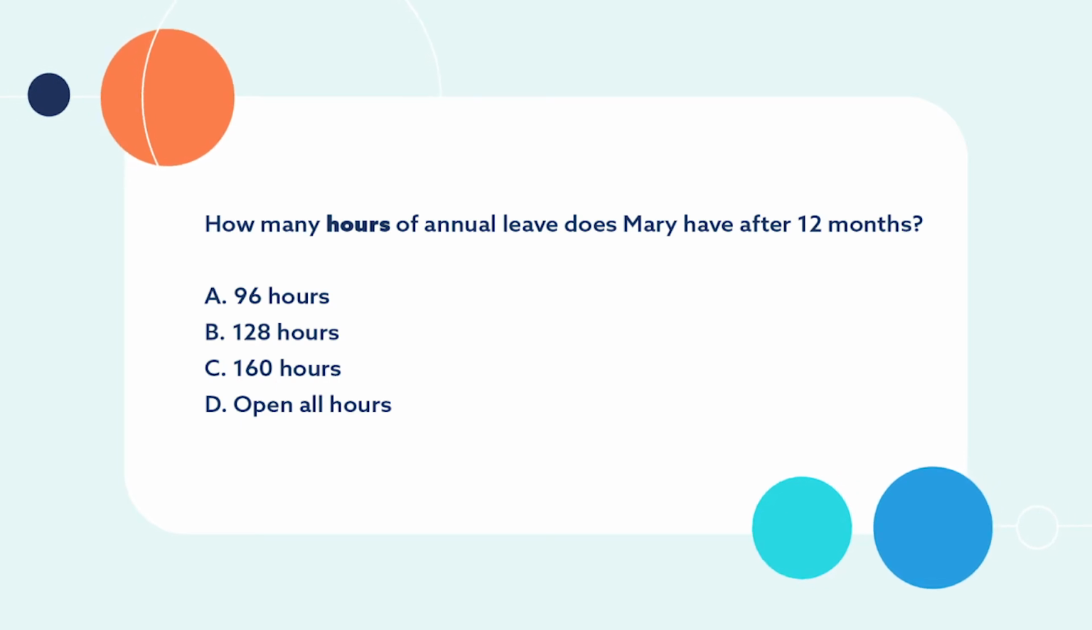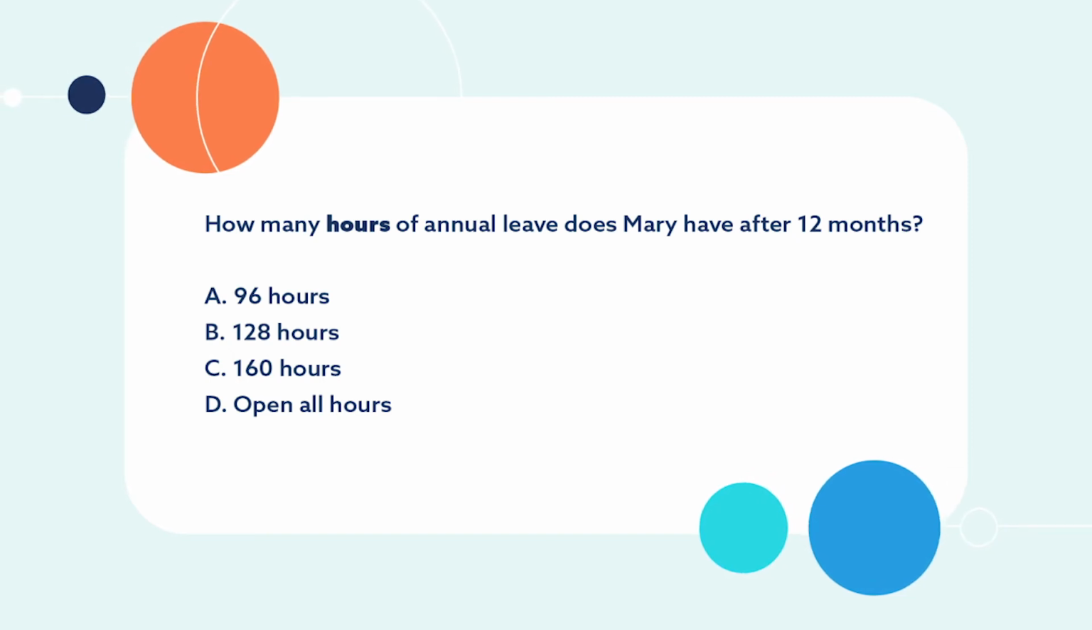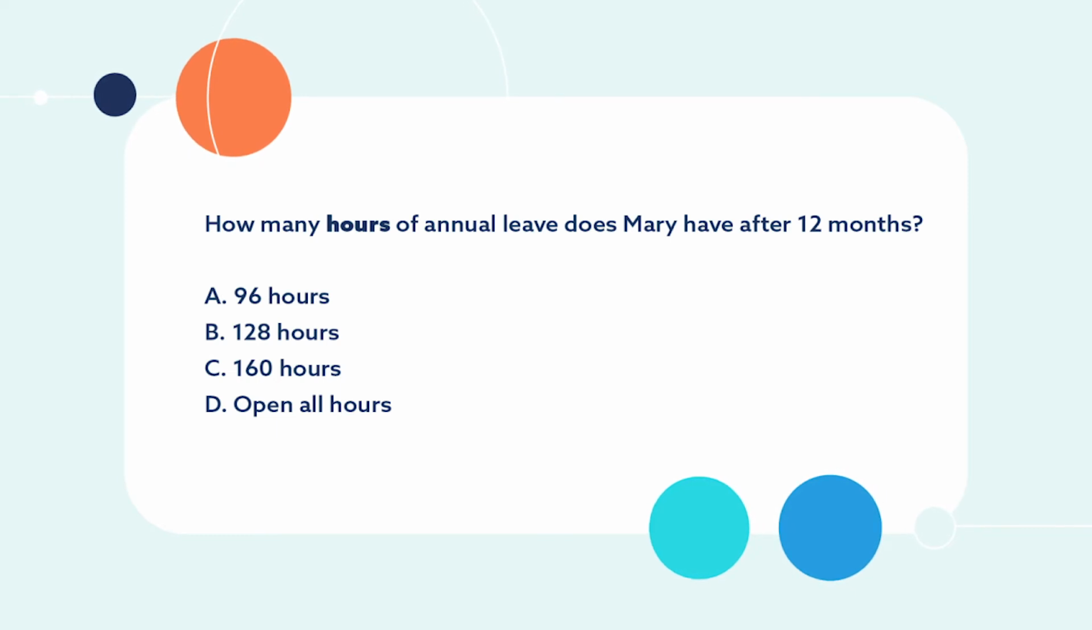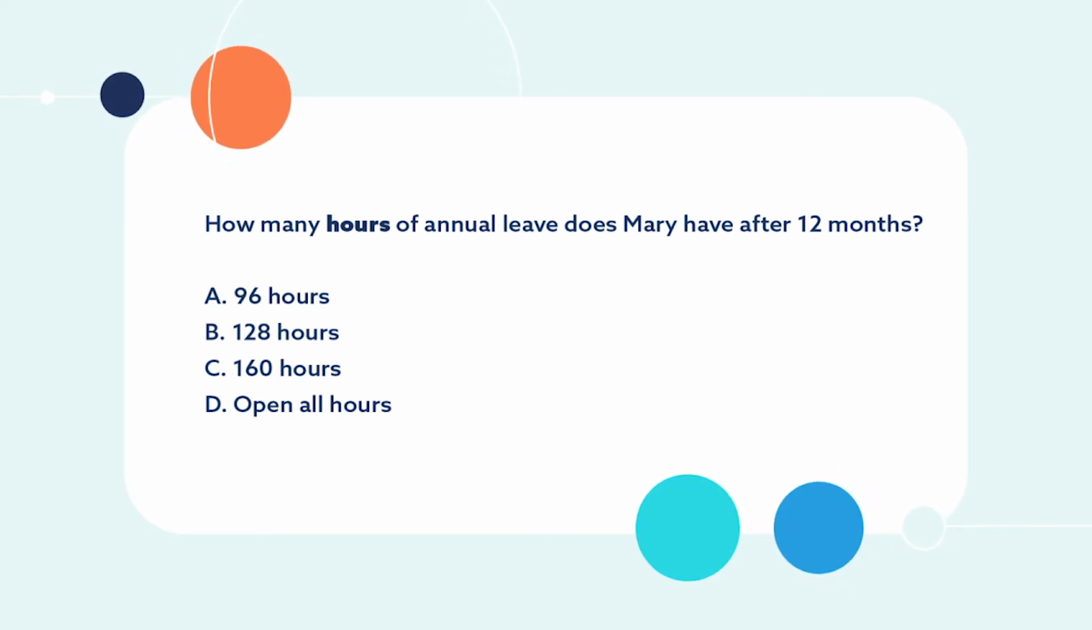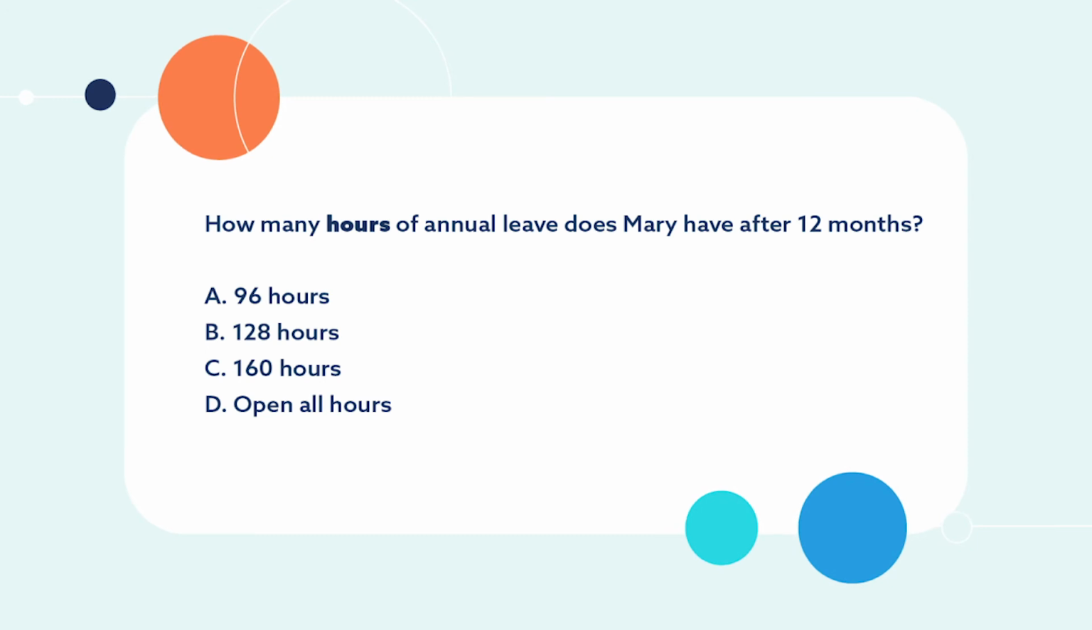Is her entitlement A, 96 hours? That's 24 hours, remember she started at 24 hours, so 24 times 4 is 96. Is it B, 128 hours, that's halfway between 96 hours and 160 hours? Is it C, 160 hours, which is her 40 hours full-time equivalent now, or is it D, open all hours? B? I hear B's and C's.